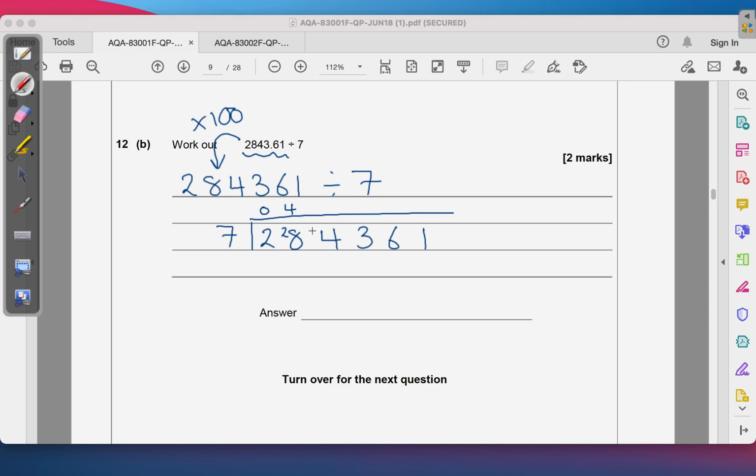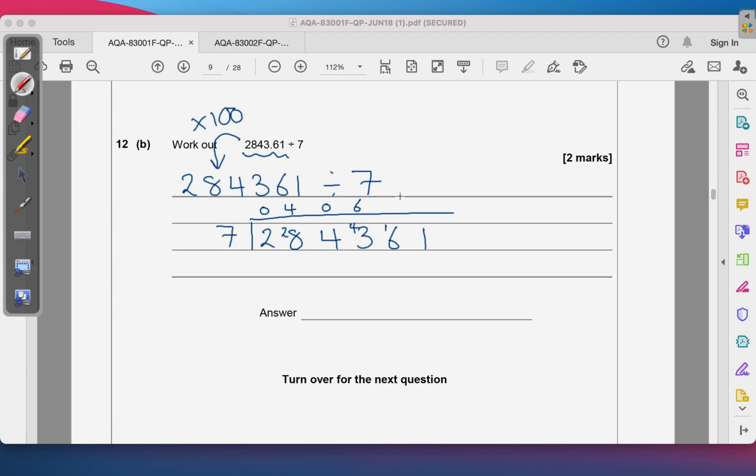Okay, so that's 0. 7's into 4 is 0. 7's into 43. So 5 7s are 35. Okay, so that's going to be 5. But we're going to have, oh no, sorry, my mistake. We're going to have 35 and then add 7s, give us 42. Okay, so I made a mistake there, 42. So that's going to be 6, remainder 1.